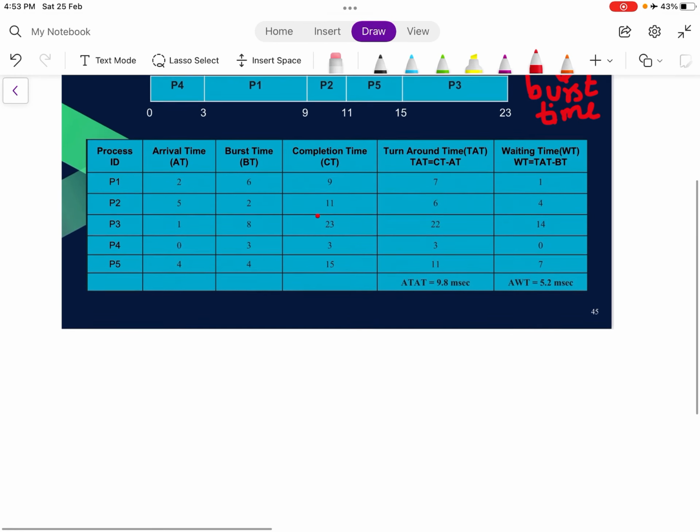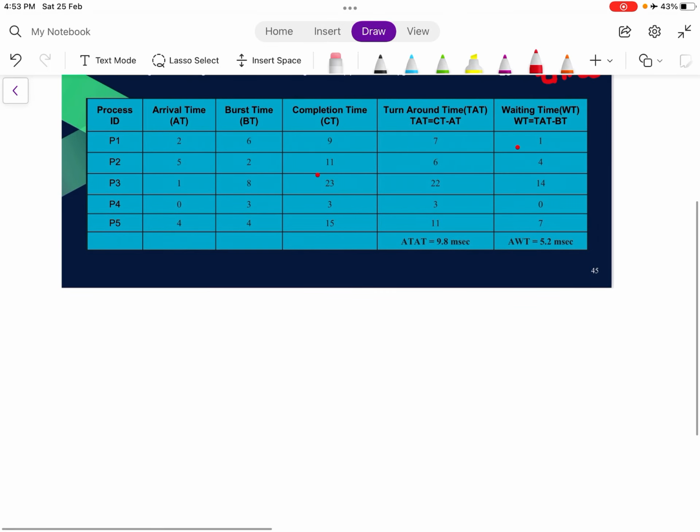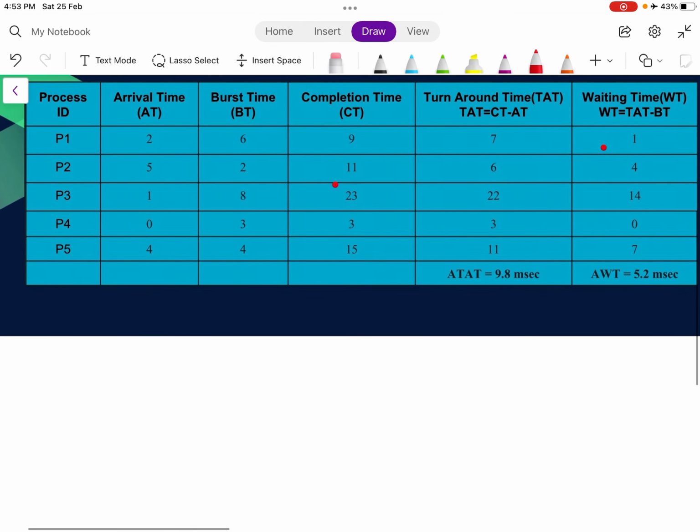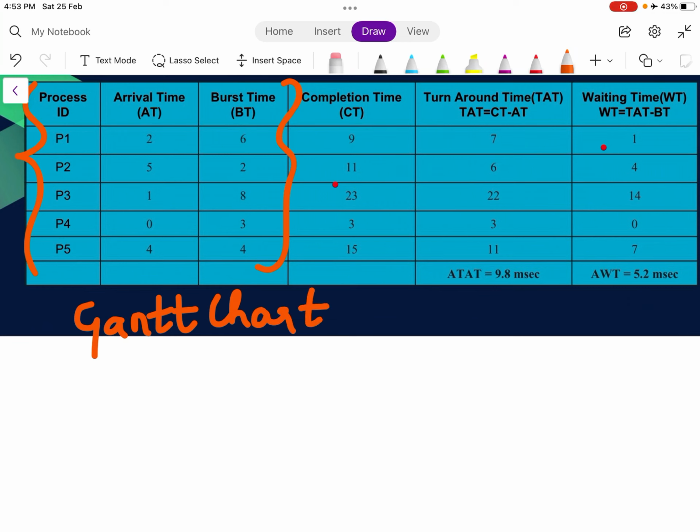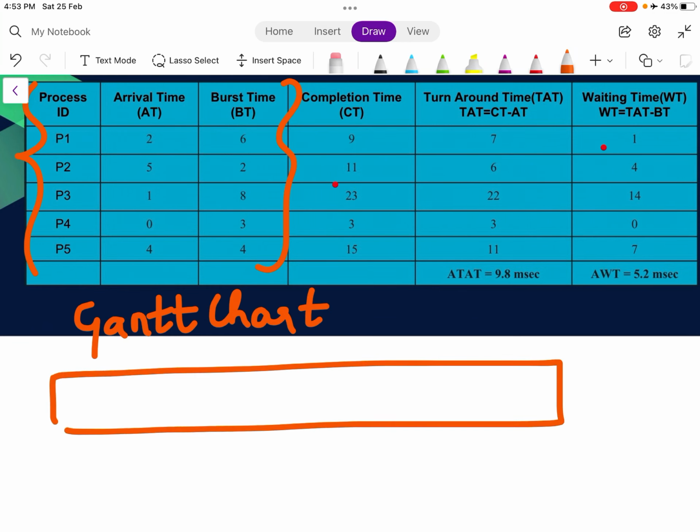So we have been given processes P1, P2, P3, P4, P5. Arrival times and burst time have been given. So we'll draw the Gantt chart. The process which arrives at time 0, arrival time is 0. Which one is that? P4. So P4 will come first, and it takes 3 units of time to exit the CPU.